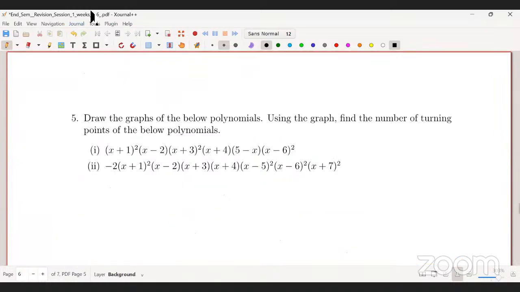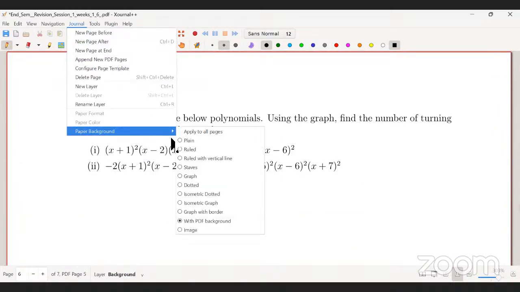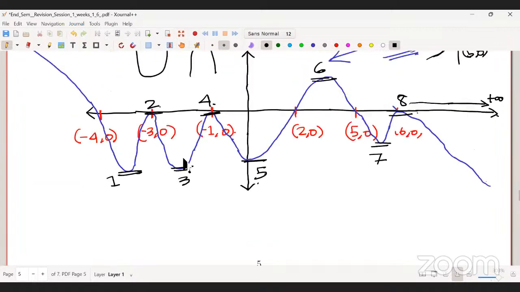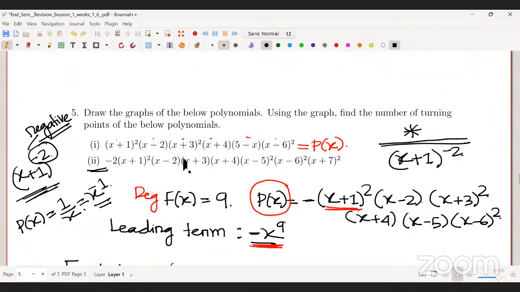Sir, I have one question. Yes, so this is about the maximum number and minimum number of turning points. I think maximum is pretty straightforward. It is max degree minus 1. But minimum, how do we find, sir? No, minimum actually completely depends on the polynomial.